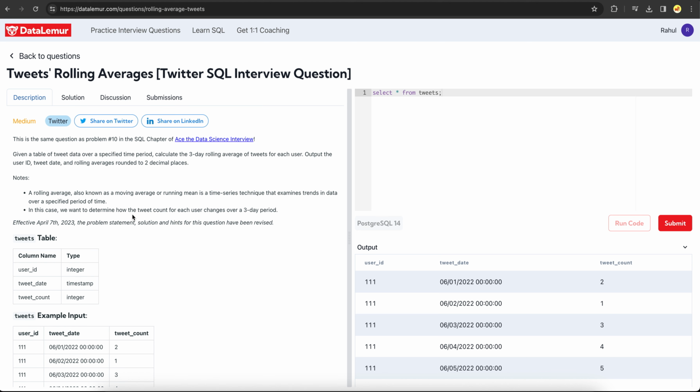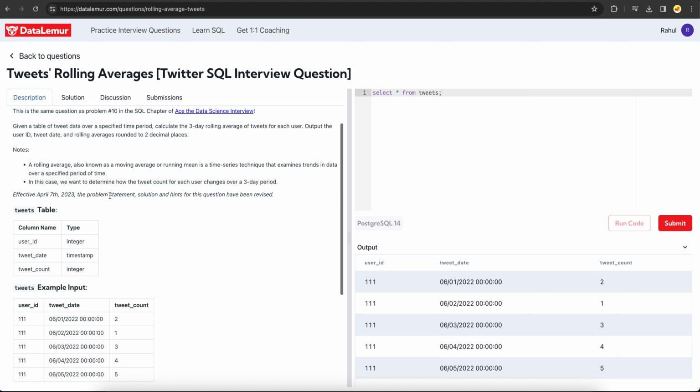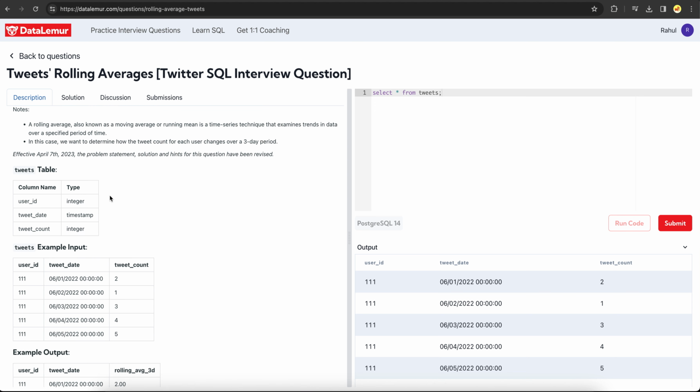A lot of you might be aware, and for those of you who are not, you can simply read through this. I will also explain briefly what they mean by a rolling average or moving average. In this case, they want to determine the tweet count for each user, and see how it changes over a 3-day period in this given time series of tweets. There is only one table, so you don't need to worry about joining multiple tables. This is still labeled as a medium level problem, but I would call it fairly easy if you know basic concepts in SQL, but let's approach the problem.